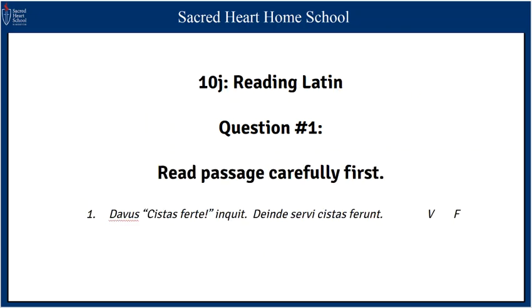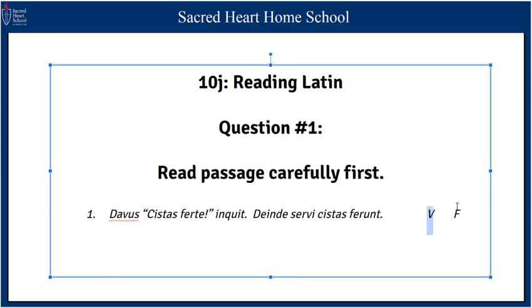Finally, 10J is reading Latin. Question number 1 says, you want to read the passage carefully, obviously, first, or just as you look at the questions, then go back to the passage and see which one makes the best sense, whether these are true or false statements. V stands for verum, which means true, and F stands for falsum, which is false. I think you've seen these before.